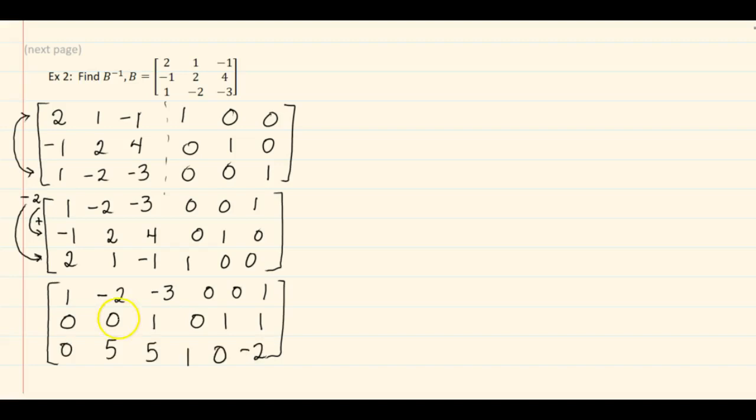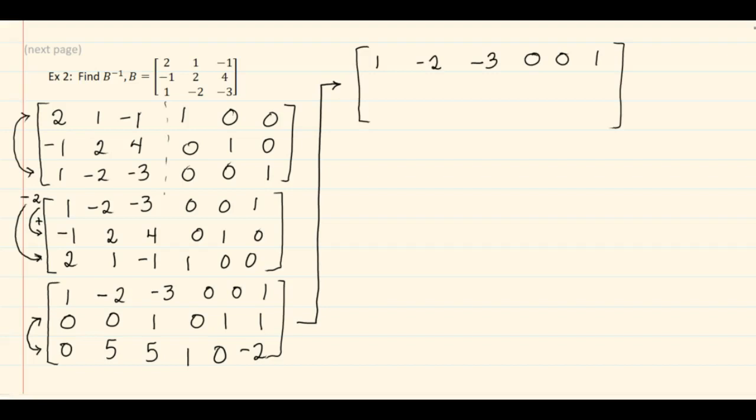Now we need to get a 1 right here in this position, and notice I have a 0 here, but I have a 1 in the position over here, so I'm going to switch row 2 and 3. Notice that the only row that does not change is row number 1, so I'm going to write row number 1 first when I get started on my new matrix. Now I'm going to switch row number 2 and row number 3.